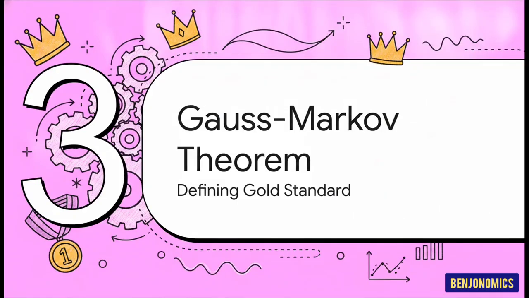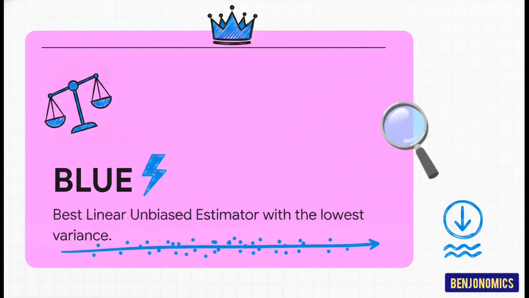Section 3. The Gauss-Markov theorem, defining the gold standard. In the stats world, researchers are always chasing something known as BLUE. BLUE stands for the best linear unbiased estimator. Under perfect laboratory-style conditions, the Gauss-Markov theorem proves that ordinary least squares actually is BLUE. It gives us the most precise, unbiased estimate possible. Literally, it's the estimator with the absolute lowest variance.